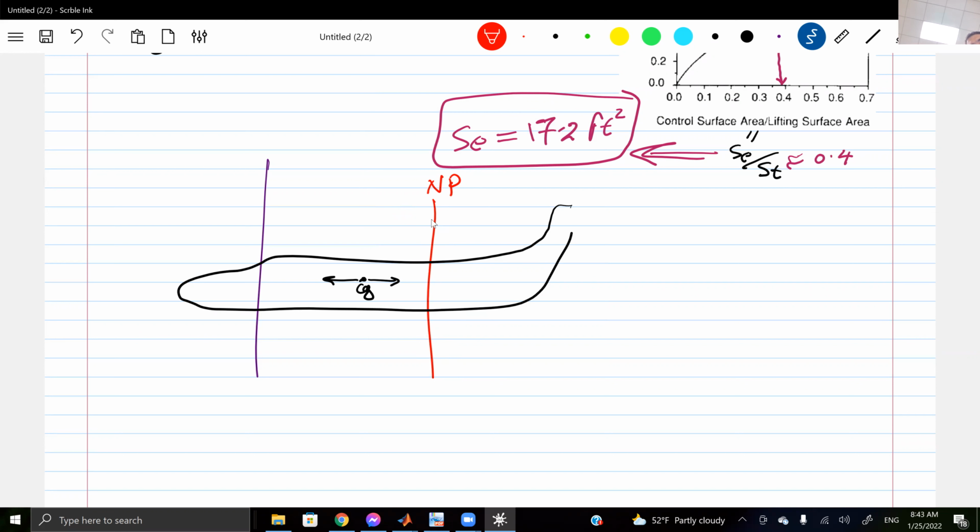This neutral point limitation, the backward limit, is dictated by what? Why do we have this limit in the first place? The CM alpha slope should be negative, and if it's flat, then that's the neutral point. Exactly. And so what are the consequences? Why do we care about the slope?